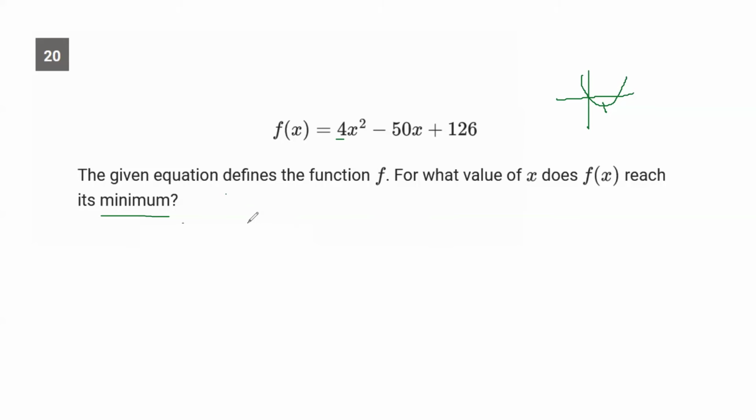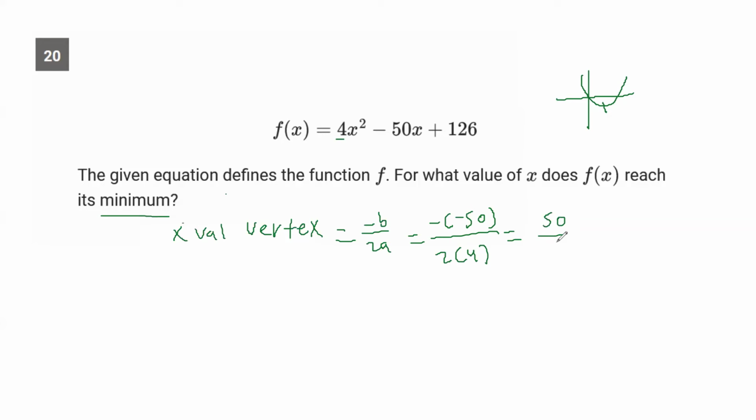You do vertex equals the x value. So I'll put x val. Vertex equals negative b over 2a, which is part of the quadratic equation. So you'll do negative negative 50 over 2a, which is 4. So you get positive 50 over 8.